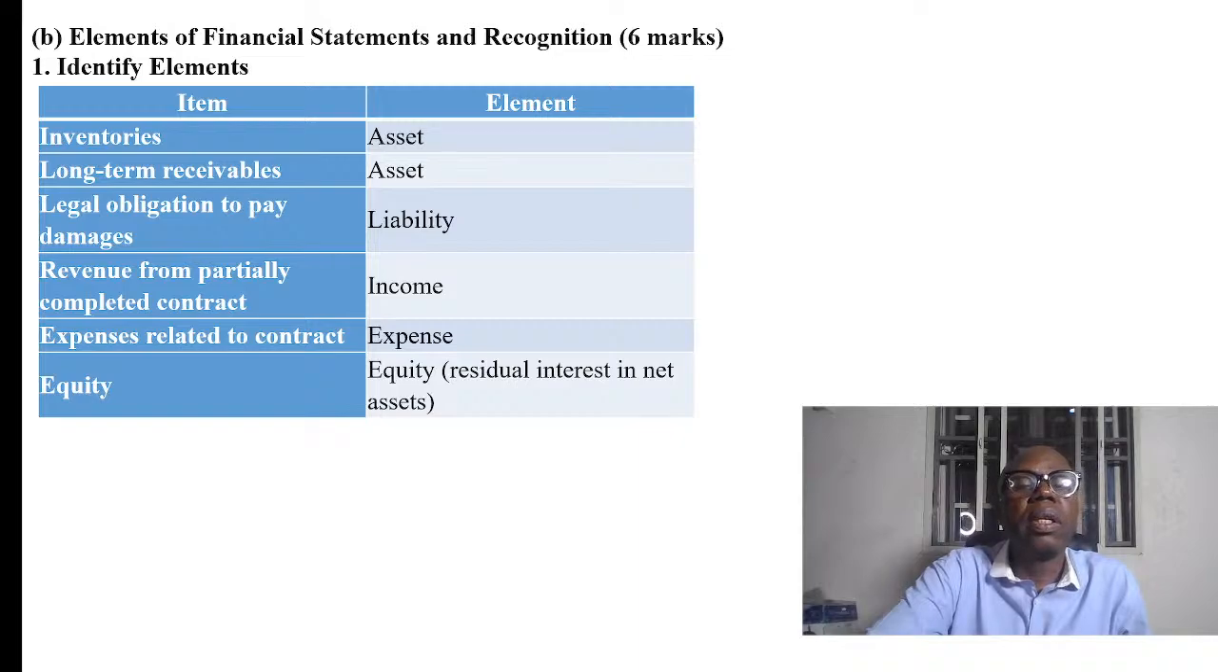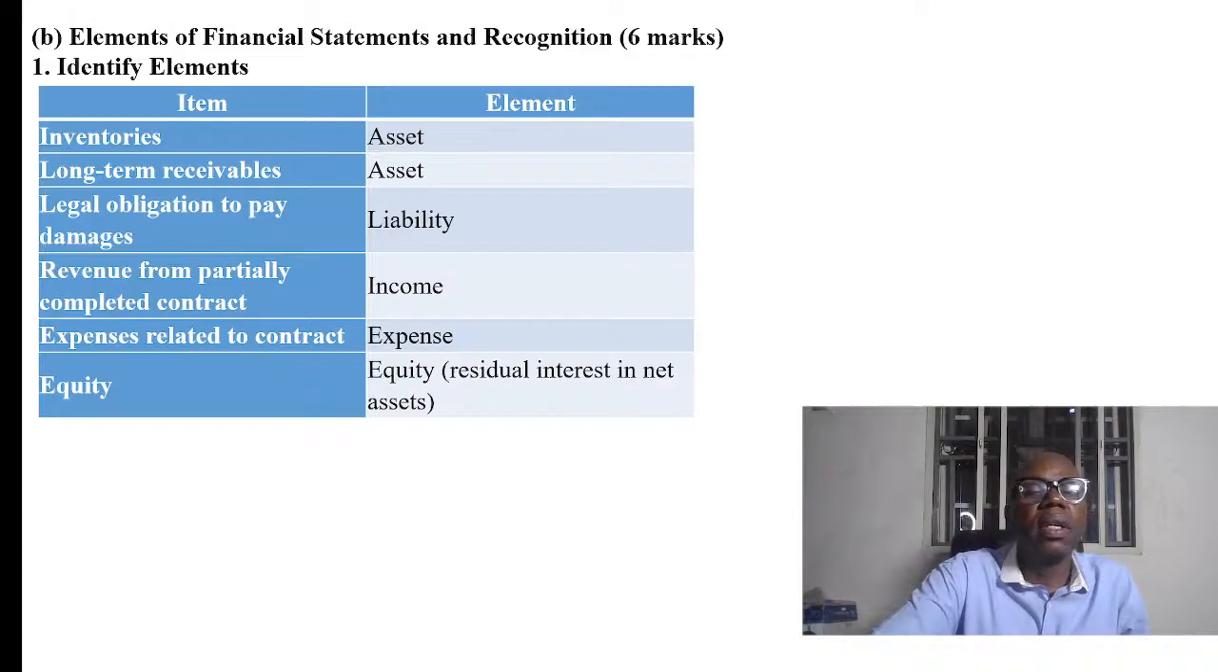Then equity. Equity is a residual interest in net assets. So this is how to identify all the transactions in the scenarios, what they are and which elements they are in the statement of financial position. Sorry.